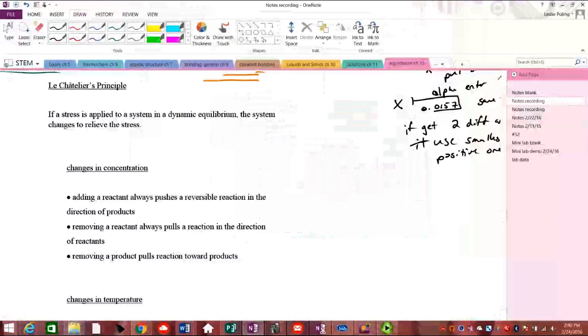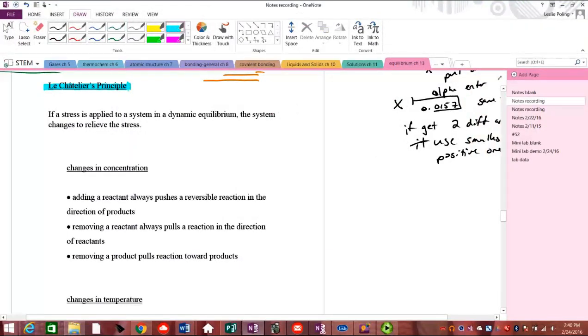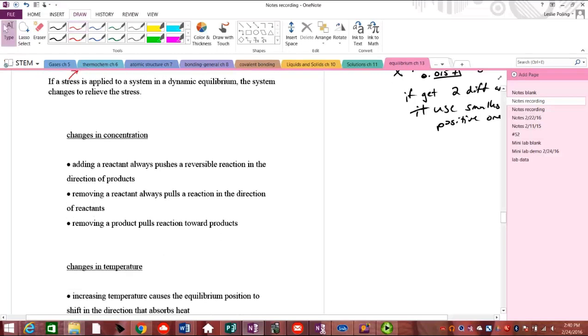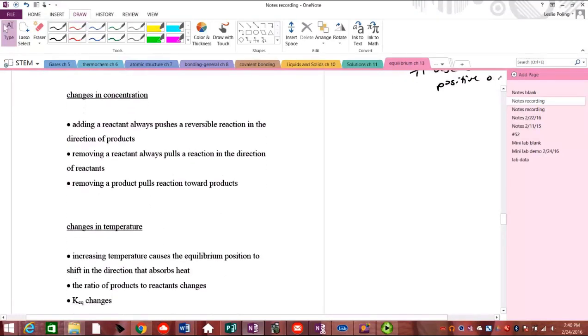Our last equilibrium topic is Le Chatelier's principle. This says if a stress is applied to a system at equilibrium, the system changes to relieve the stress. And a stress just means a change. So, if we change concentration, okay, for lack of creativity, we'll use this same reaction that we have used several times before.